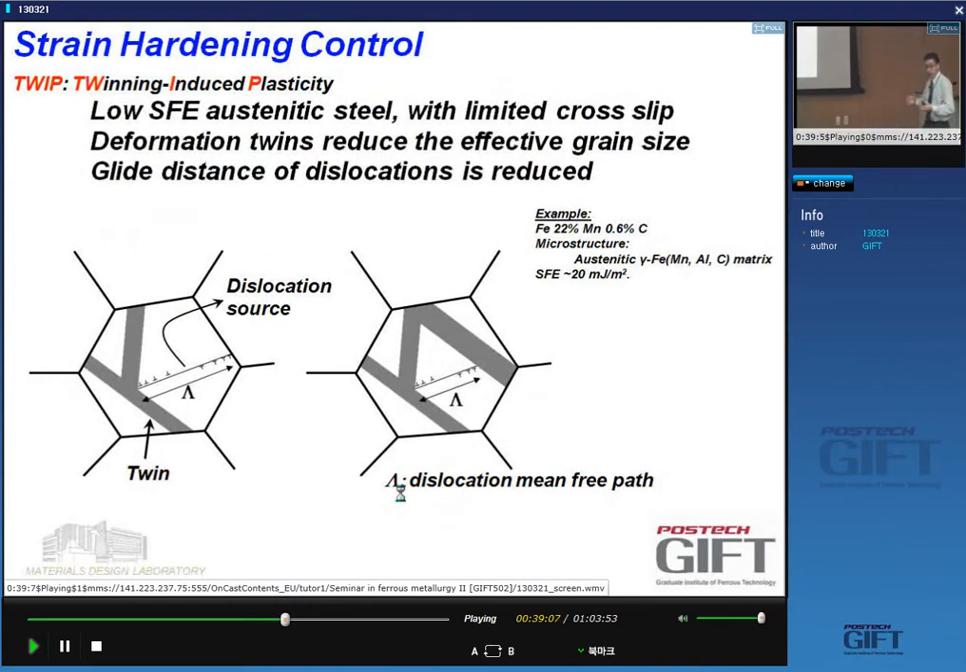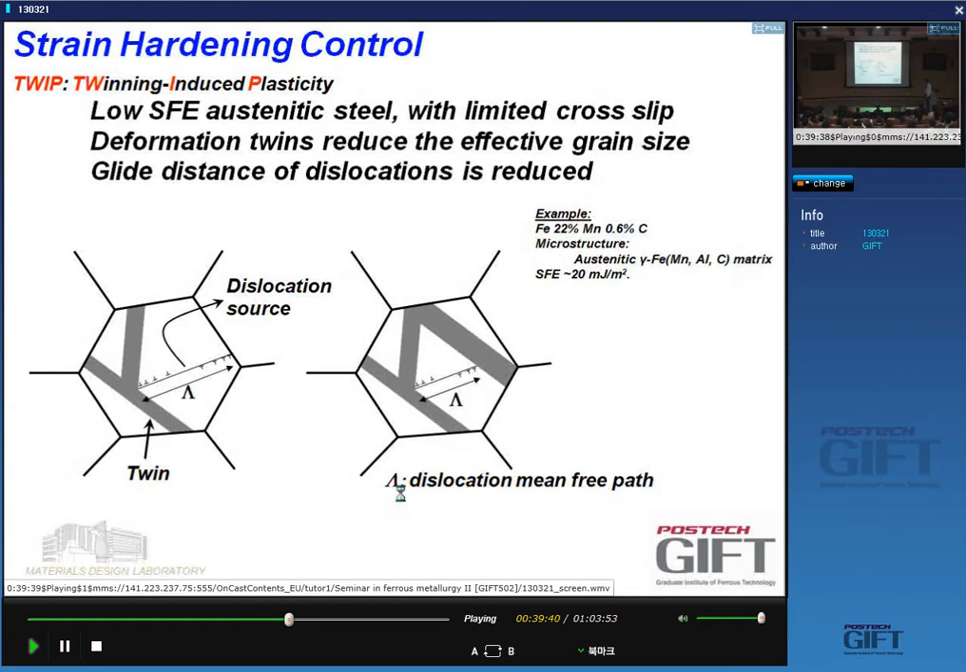which has a slightly lower manganese content, can be as low as 15, is a twinning induced plasticity steel. Here we have a low stacking fault energy, yes? So with very limited cross slip. And it has an additional advantage: it makes use of the dynamic Hall-Petch effect through twinning, deformation twin formation. So as you deform the material, you get planar glide, first of all, so not much cross slip.